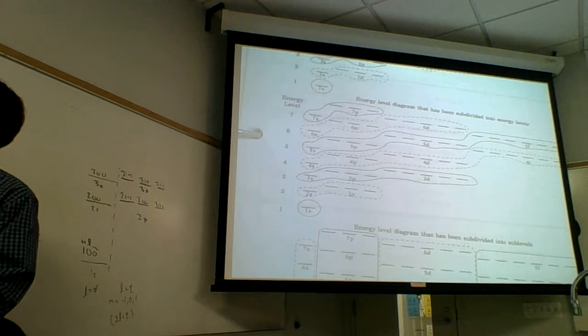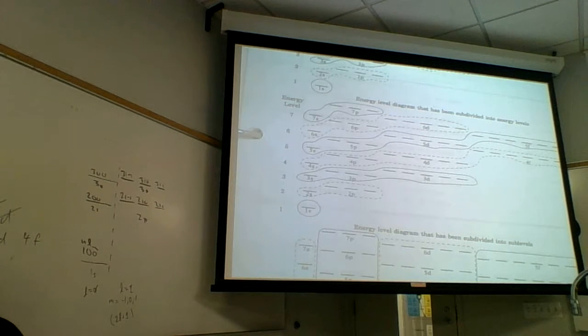When n equals 4, how many total orbitals are there? 16. When n equals 10, how many orbitals are there? When n equals 10, there are going to be a total of 100 orbitals. Could you figure them all out? Yeah, you could figure them all out. It wouldn't be hard to figure out.